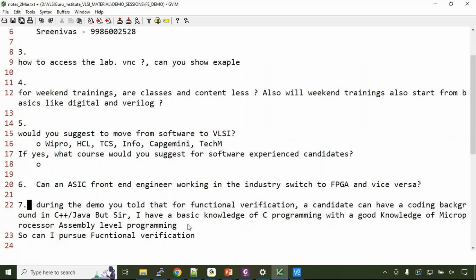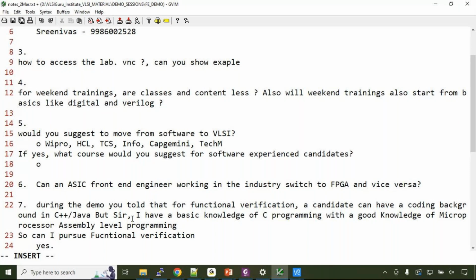During the demo, you told that for functional verification, a candidate can have a coding background in C++ or Java, but I have basic knowledge of C programming with good knowledge of microprocessor assembly level programming. Can I pursue functional verification? Yes, you can pursue. See, all I said is you don't need to be an expert. Did I say you should know C++? No. I said you should have that programming inclination where you have confidence in yourself that yes, I can do it. I'm okay, given some time, I can learn.